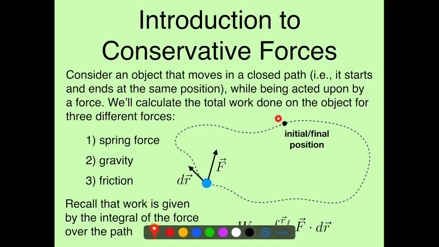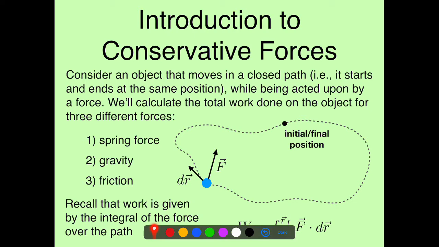We start here at some initial position, and then we move along a path. Now, this path can really be anything you want. It can be as complicated as you want, as long as, if we follow the path all the way around, we end up right back where we started. So there's your closed path.